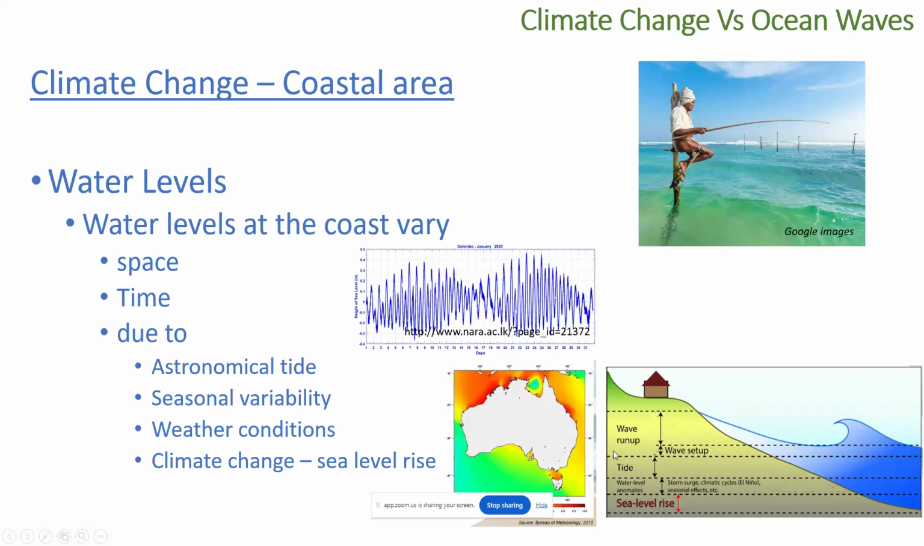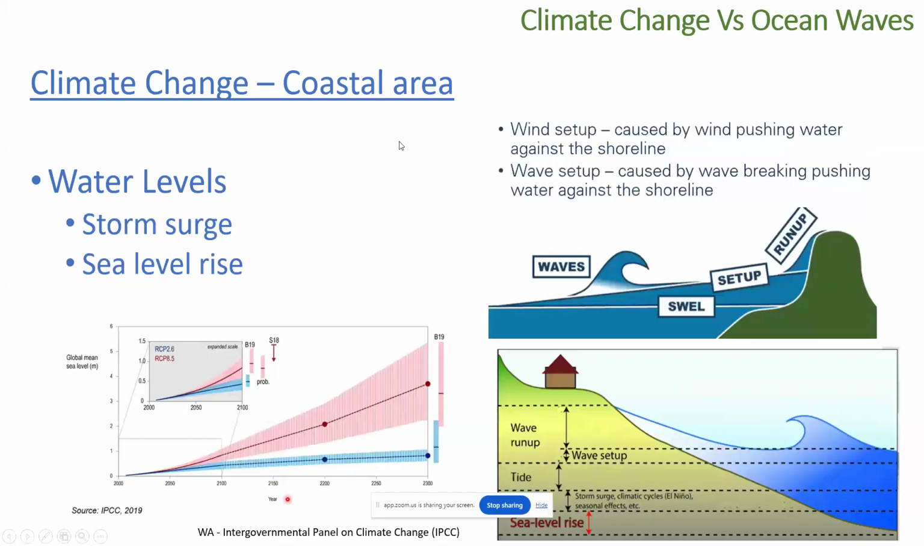In addition, due to climate change, there are various other factors coming in. For example, sea level rise. Sea level rise, as we talked about, is due to increase of temperature and melting of sea ice. There are various known bodies that work on this, doing research.